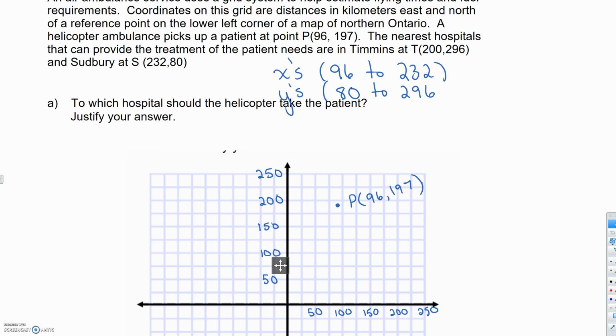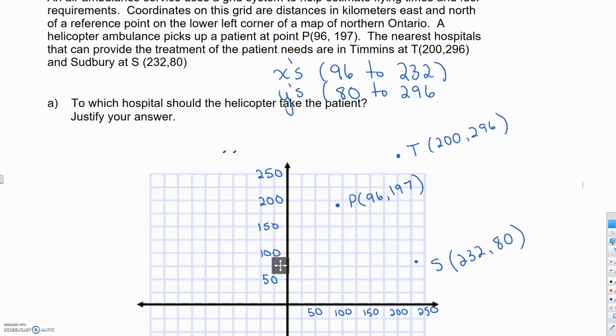Point T, which would be Timmins, starts at 200 for X, so down here, and goes up to 296. So that's the one. 296 is approximately right up here. So again, not the end of the world that we don't have it on the coordinate grid. It's just to kind of see what's happening. And Sudbury is 232, so 225 is right in the middle. 232 is shortly after that, and 80. I think 80 would be right about there. Okay. So it's really hard to tell visually which one would be the best hospital to bring you to.